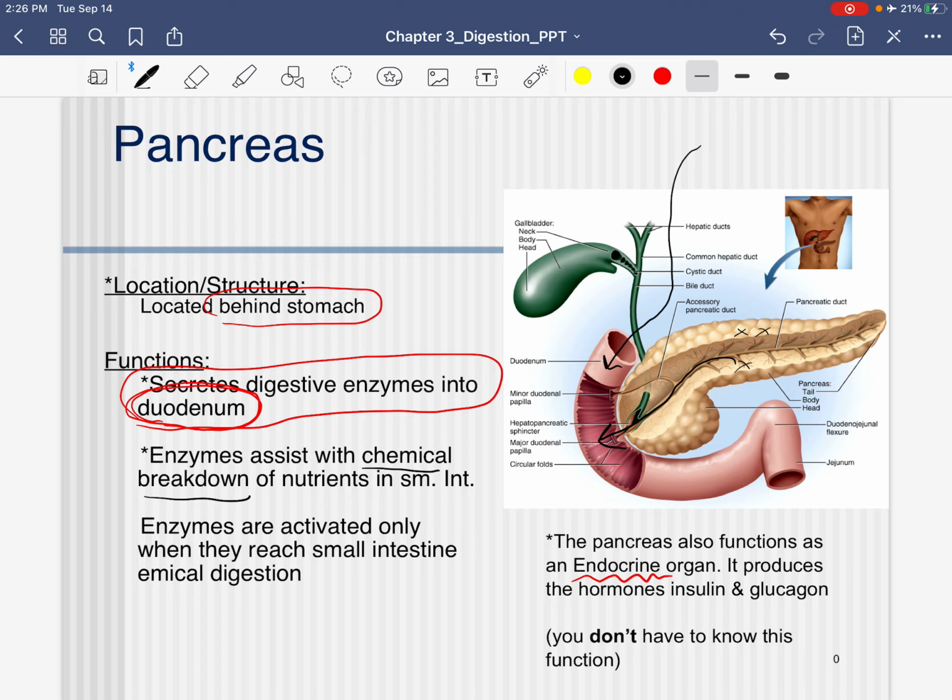Now, as a side function, the pancreas also releases hormones, insulin and glucagon. That will not be on a test, but it's just there as an FYI because it is really important.